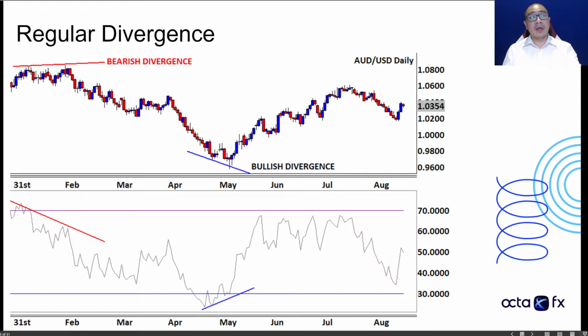So after the bearish divergence, the market does go down, and then at the end of that move down, we are seeing price continuing to create a lower low, but the RSI starts creating a higher low, right? So what it's telling you by looking at this is that price is not always correct.